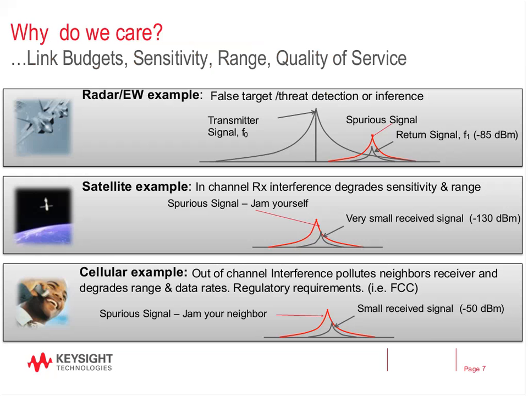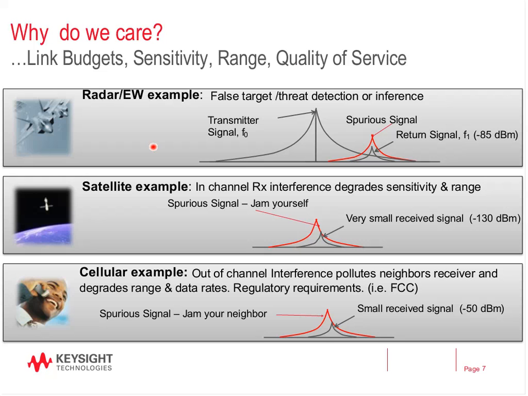So why do we even care about spurs? Traditionally, or fundamentally, this gets back to usually receiver sensitivity, your link budget, the range of your device, and the quality of service that you're going to maintain during that link.